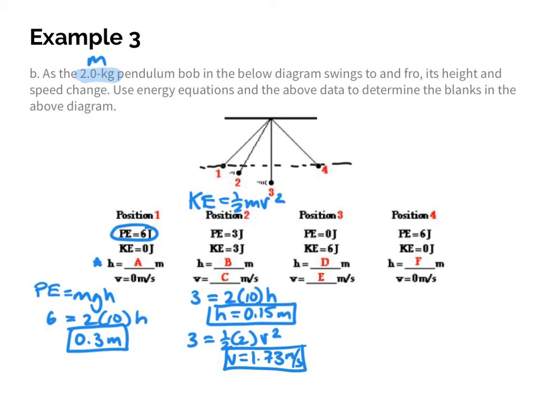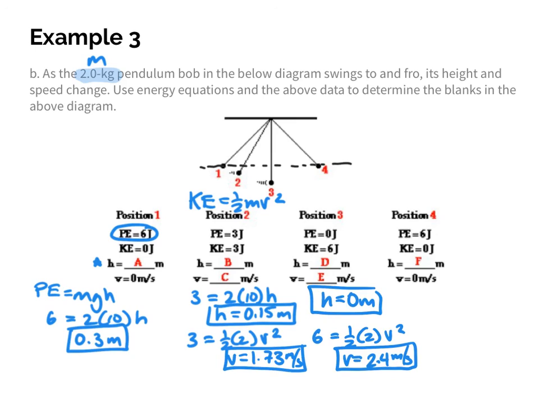Okay. Then we can continue on again, solving for the height and the speed at these individual positions. If it has 0 joules of potential energy, I know that here the height is going to be 0 meters. Therefore, what would the speed be? Again, all 6 joules is going to go towards kinetic energy. So I can solve for the speed, and in this case it's going to have about 2.4 meters per second of speed. So notice as it swings down, it's gaining speed.